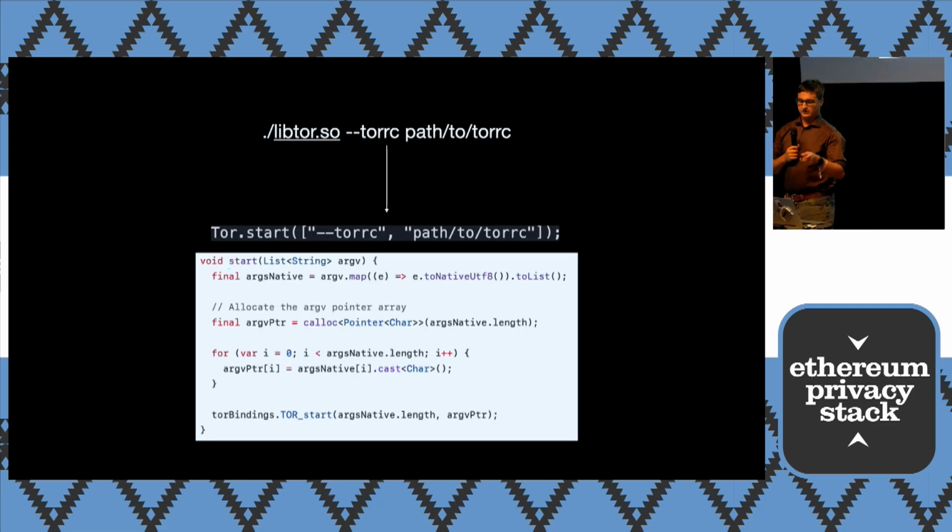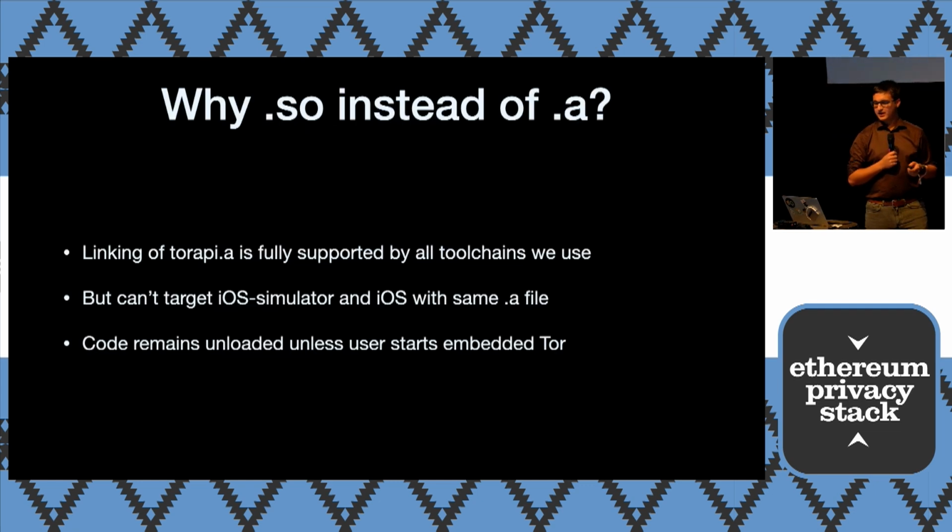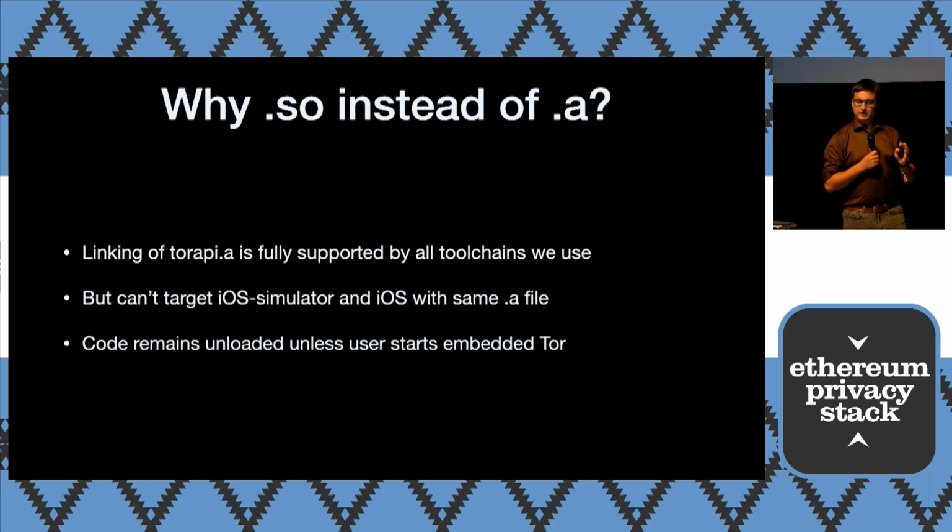So essentially, instead of running a command, we just load the binary with the param. So it's pretty much the same API, just slightly different way to call it. Also, we could use the Tor API.a directly, but there are some quirks to that I don't really like. iOS simulator and iOS conflicts when doing that if you don't do that fully properly, and the code remains unloaded unless user starts embedded Tor, which is really important for us, because if users don't want to use Tor, they shouldn't have any Tor code in memory.